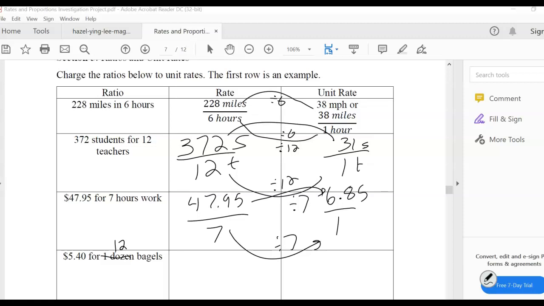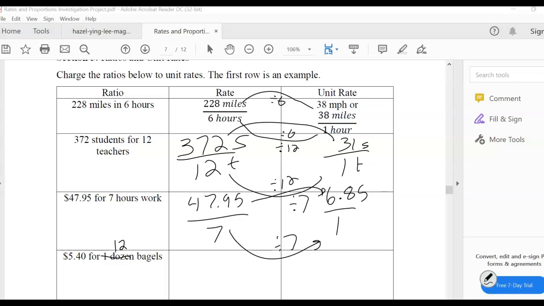Didn't label any of the numbers. I have no idea what 6.85 over 1 represents. Kara, go ahead and type your calculator one more time. 47/95 divided by 7. You should get this. Alright.